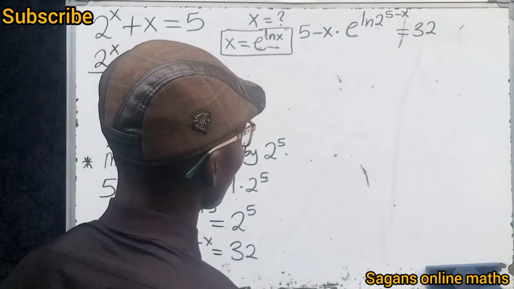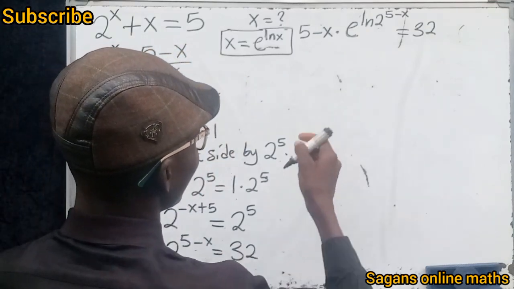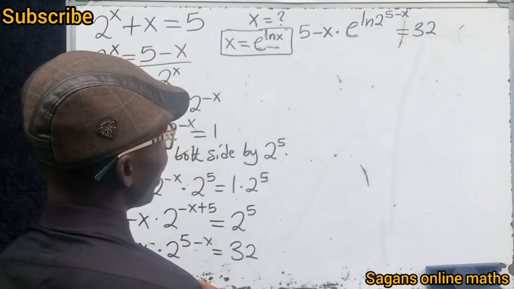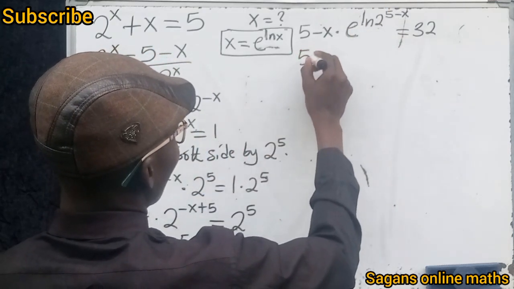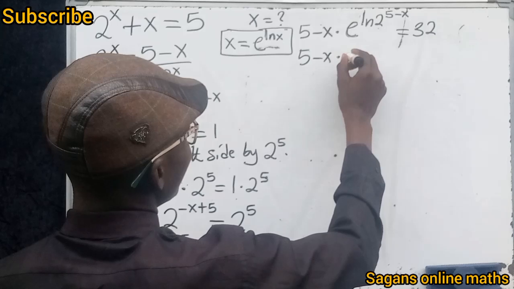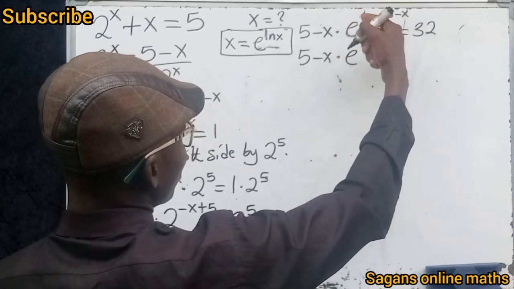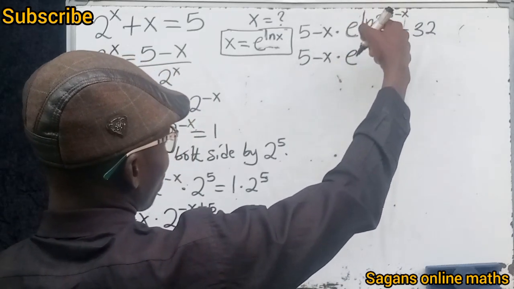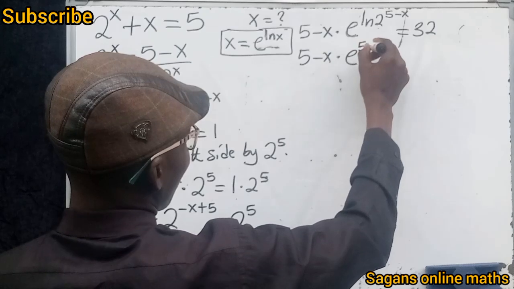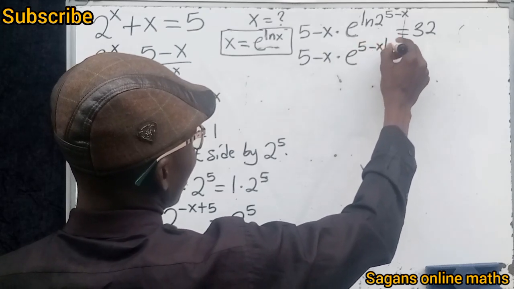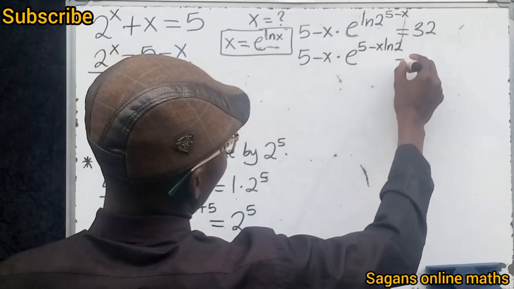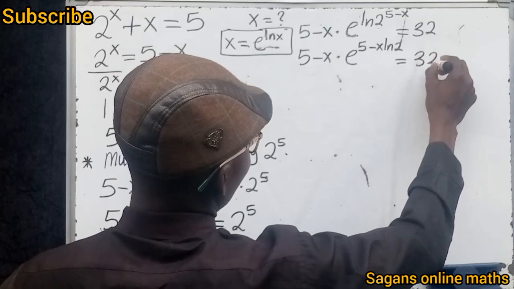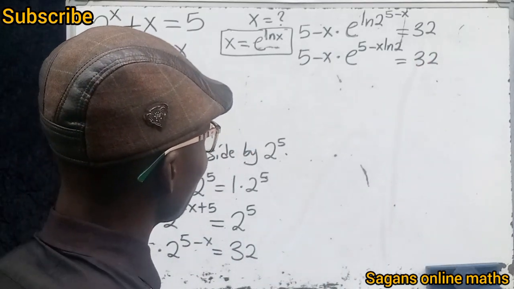Now let's also obey one of the properties of logarithm, that you can also obey here. That is going to become 5 minus x multiplied by e raised to the power of, now 5 minus x will go down, so multiply the ln, it becomes 5 minus x ln 2, equals 32. Now this is beautiful.